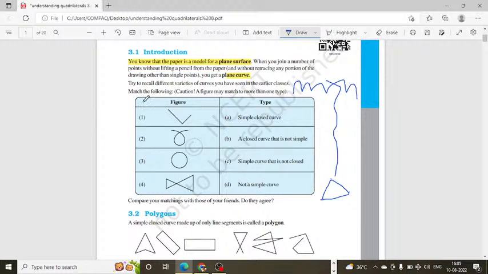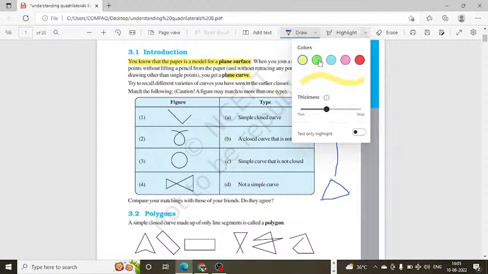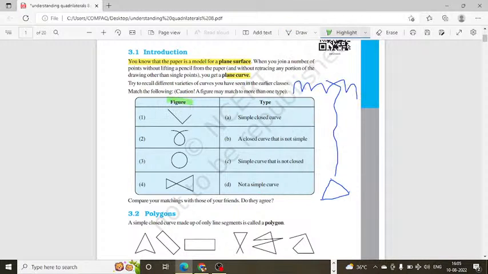Now let's move to the next table. Here you can see a table where you have a few figures. Let's come to those figures. The first one is this one, the second is again, the third is, and the fourth is. These are the types, and we are now going to match them with the correct figure. The first one is for simple closed curve.